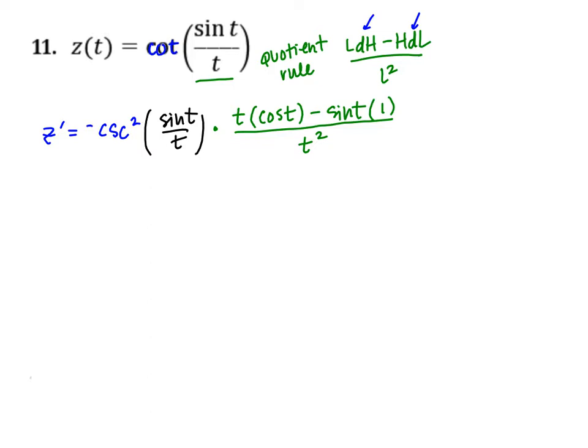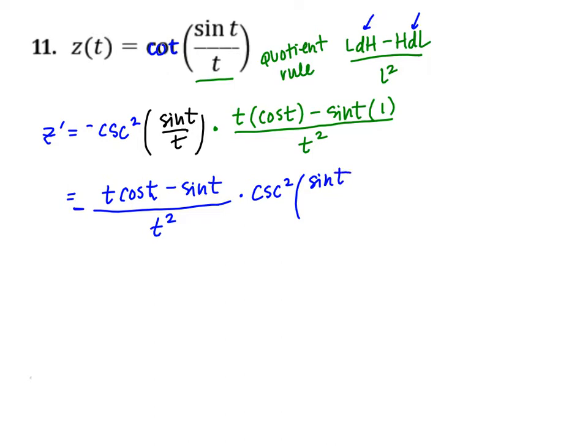All we need to do is clean it up. There's not a lot we can do. Maybe we move the green part forward. T times the cosine of t minus the sine of t all over t squared, times negative, we can put out there if you like, cosecant squared of sine t over t.